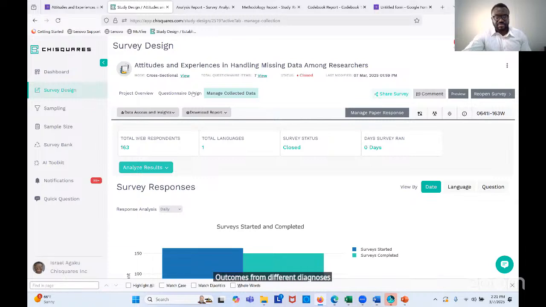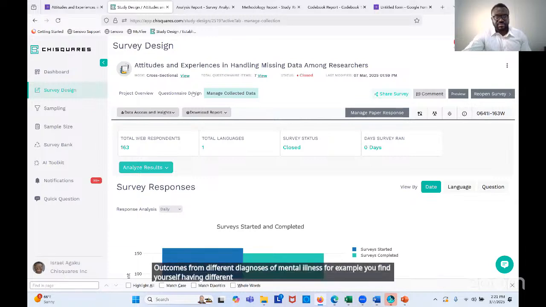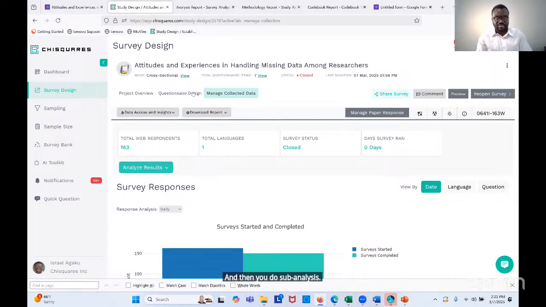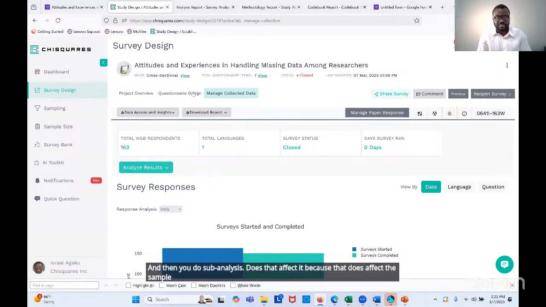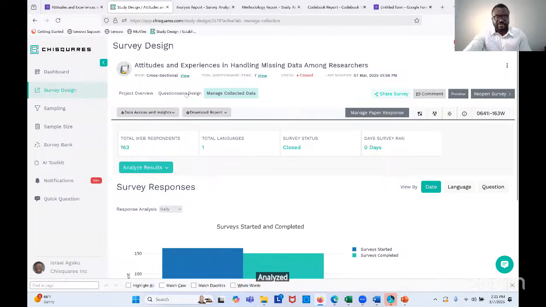For example, you find yourself having different factors, and you want to see how each specific diagnosis is affected by different factors, and then you do sub-analysis. Does that affect it? Because the sample size for the different diagnoses reduces. Does that affect the outcome? I would like to know how a sensitivity analysis can be better analyzed in that context. Thank you so much.